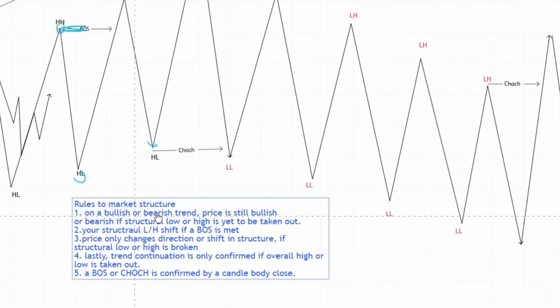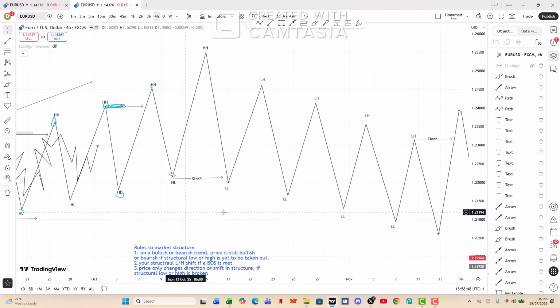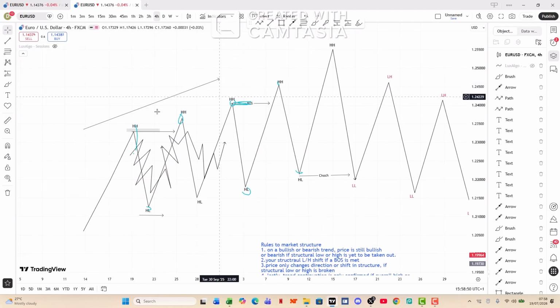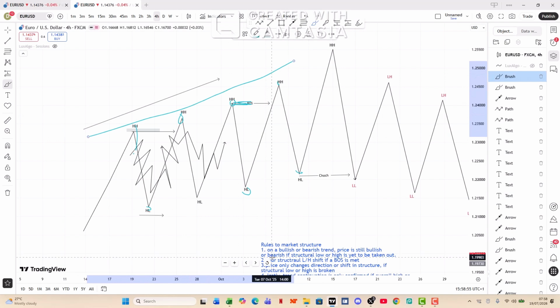So on a bullish or bearish trend, price is still bullish or bearish if structural lows or high is yet to be taken out. All right. So on a bullish trend, like this bullish trend right here, the rule said on a bullish or bearish trend, price is still bullish if structural low is yet to be taken out. So this scenario is for a bullish structure, right?